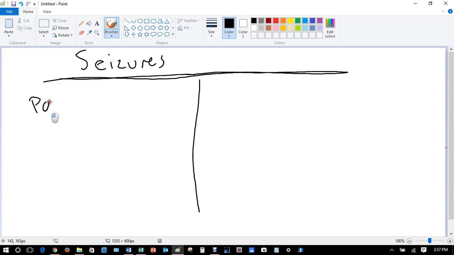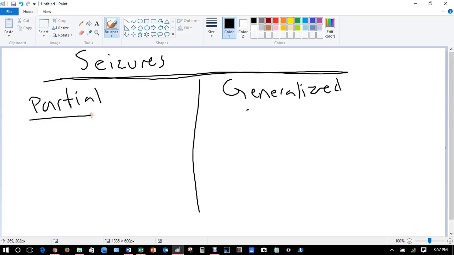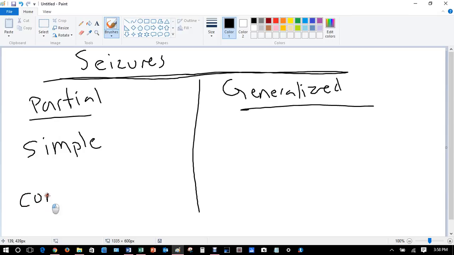There's partial, or also focal seizures, and there's also generalized. And you can kind of just categorize different types underneath these. There's simple partial, and there's complex partial. So simple and complex. And under generalized, there is a lot of different kinds here. Let me run through them real quick. I'll list them and then we'll talk about them.